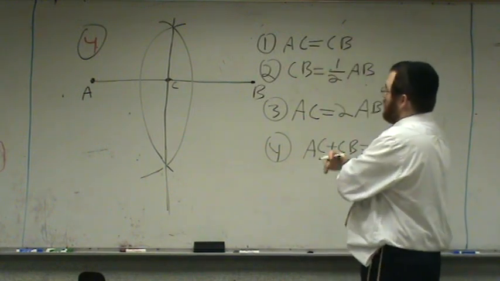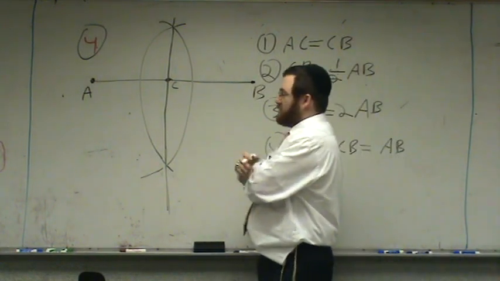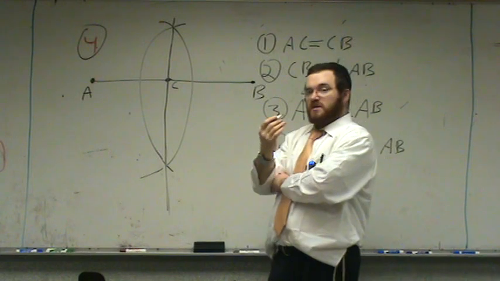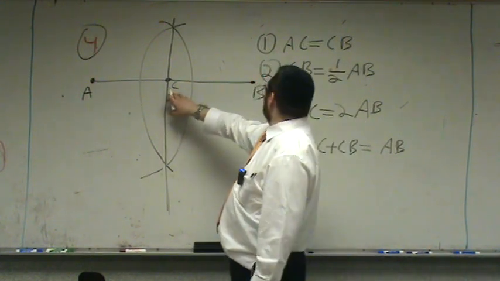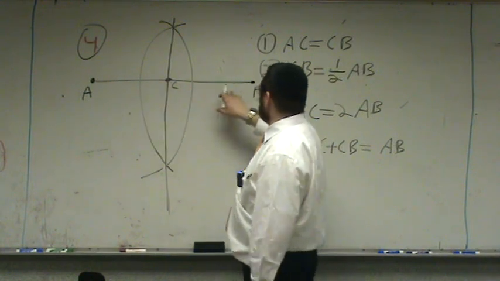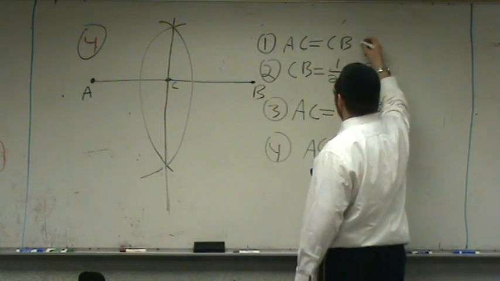Is AC equal to CB? Well, perpendicular bisector means it splits it in half. So it splits it in half at point C. So AC is equal to CB. So this is true.